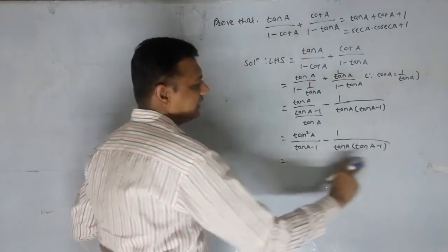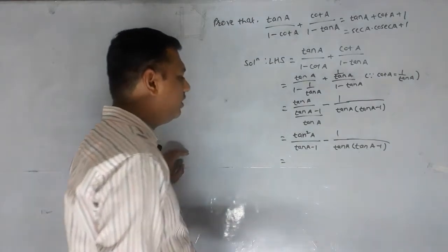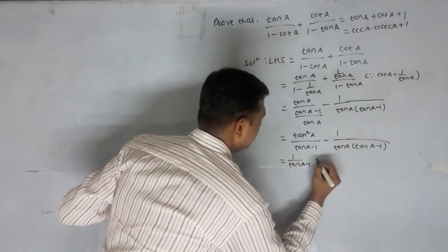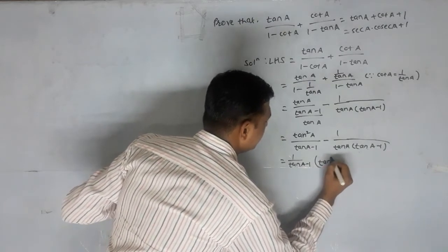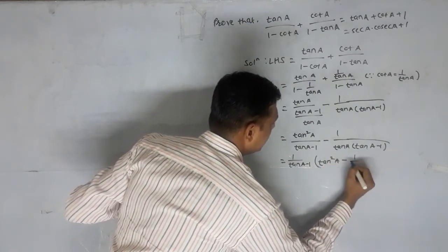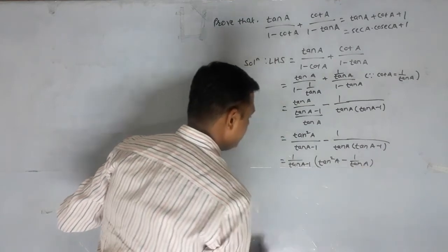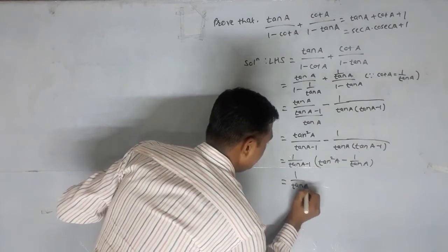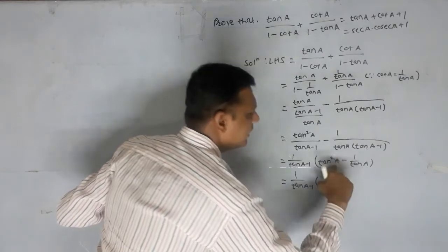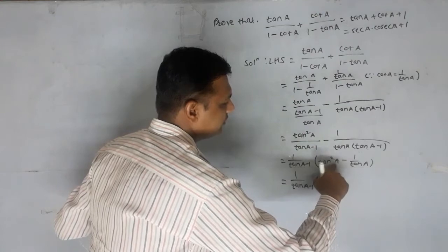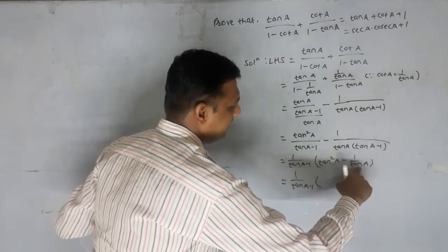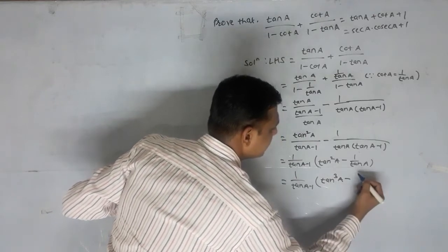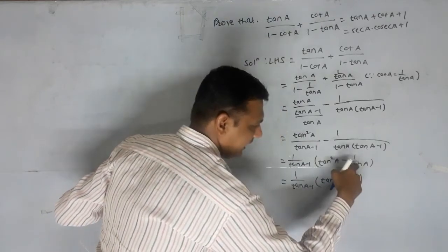So tan a minus 1 and tan a minus 1, taking common. So 1 upon tan a minus 1 into tan square a minus 1 upon tan a. This is equal to 1 upon tan a minus 1 into, taking LCM, so cross multiply, tan square a into tan a is tan cube a minus 1, and upon tan a we write here.